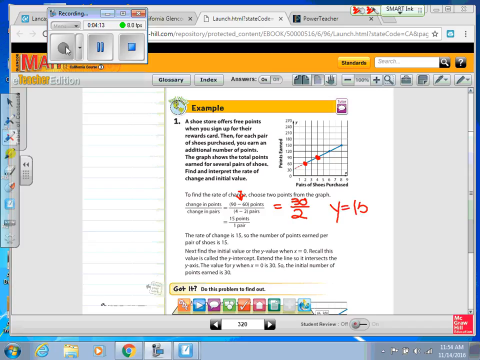So y equals 15x. But when you look at that, it's not going to go through 0, obviously. And we want to look at the y-intercept as being where this particular function begins. And so if we say x is equal to 0, we're going to end up at 30. So the initial number of points that they would earn is 30. And that's how we determine our y-intercept.